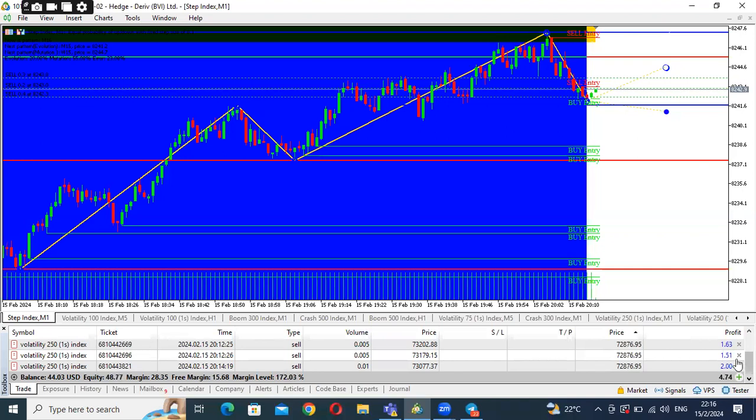Since it has reached this zone on step index, it's a sign that it is going to pull back. That's why you can see that it is now buying a bit. But I think I have to close the last position on step index. Let me see. Let me hold it a bit and see what's happening.